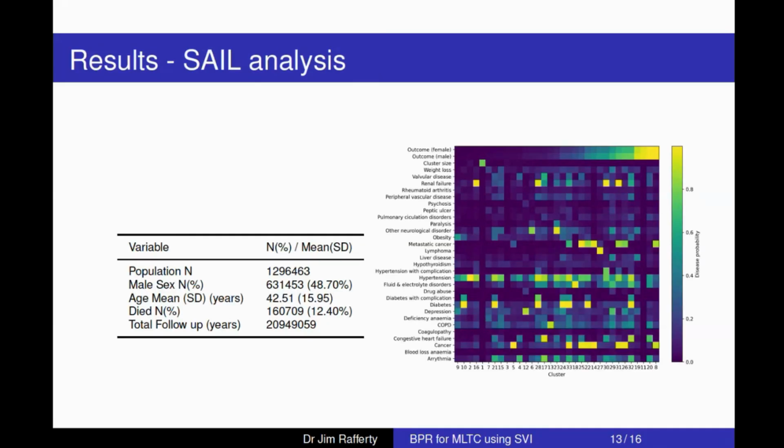These are the results from the analysis of the data held in SAIL. I should say that this is a general population, so there's no inclusion criteria requiring people to have a specific disease or a specific age cutoff or anything like that. The population is nearly 1.3 million. Mean age is 42.5 years old. The heat map that you see on the right shows the disease probabilities fitted in the mixture sector of the model. There's quite a lot of information in here.